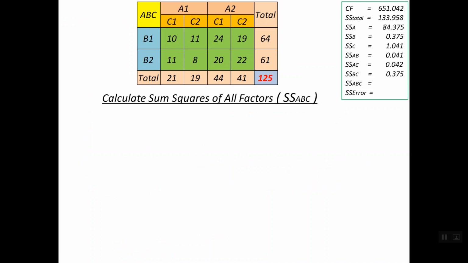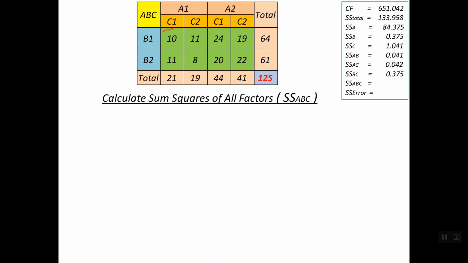The rest here is to calculate the SS for all the factors, which is SS A and B and C. In this case, we return back to the original table, but after summing up the observations inside each of the 8 groups. So we have 8 combinations here.